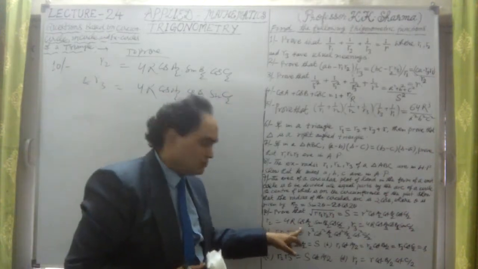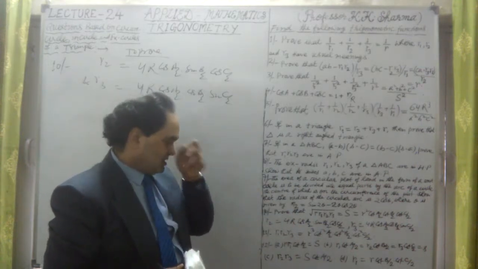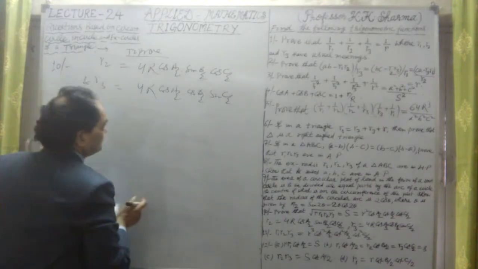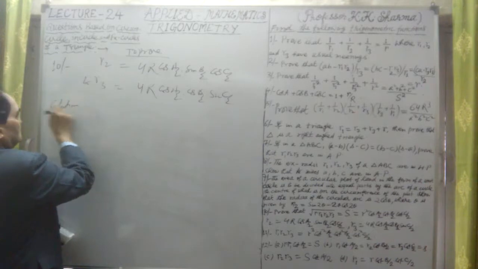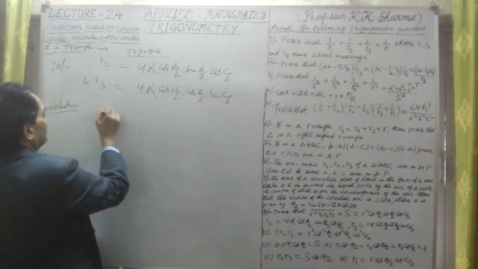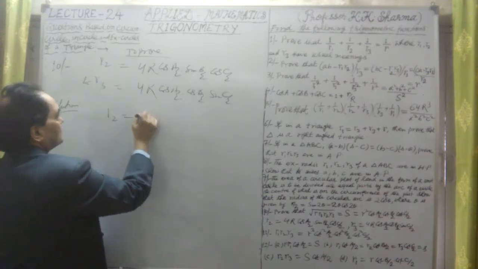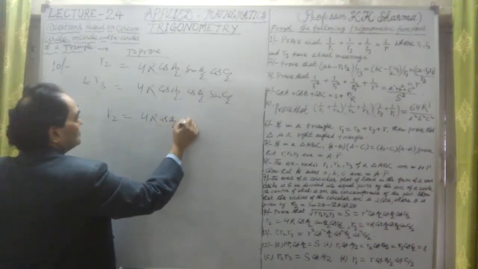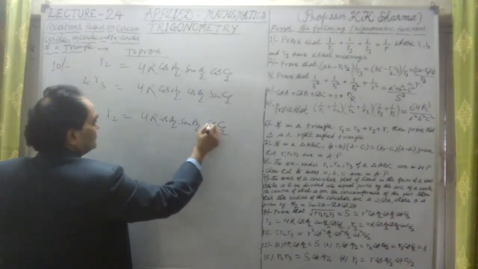R2 is equal to 4R into cos A by 2, sin B by 2, cos C by 2. And R3 equal to 4R into cos A by 2, cos B by 2, sin C by 2. Let me take the solutions one by one, the 2 parts of question number 10 which are left over. Let me take R2 here. R2 is 4 into R into cos A by 2 into sin B by 2 into cos C by 2.